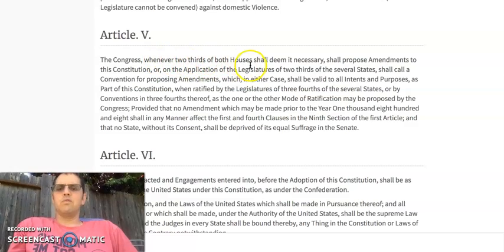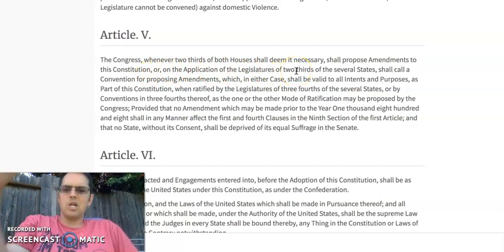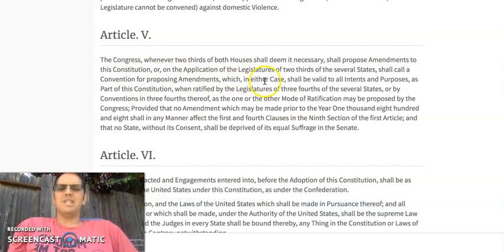Article 5. The Congress, whenever two-thirds of both houses shall deem it necessary, shall propose amendments to this Constitution, or on the application of the legislatures of two-thirds of the several states, shall call a convention for proposing amendments, which in either case shall be valid to all intents and purposes as part of this Constitution, when ratified by the legislatures of three-fourths of the several states, or by conventions in three-fourths thereof, as one or the other mode of ratification may be proposed by the Congress, provided that no amendment which may be made prior to the year 1808 shall in any manner affect the first and fourth clauses in the ninth section of the first article, and that no state, without its consent, shall be deprived of its equal suffrage in the Senate.